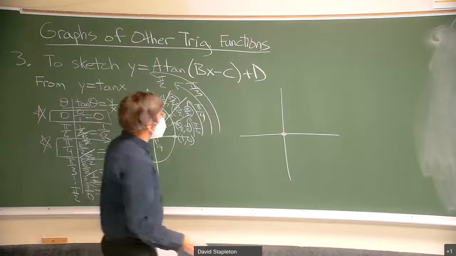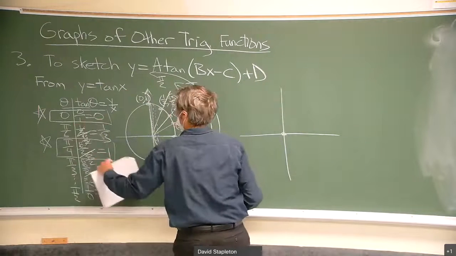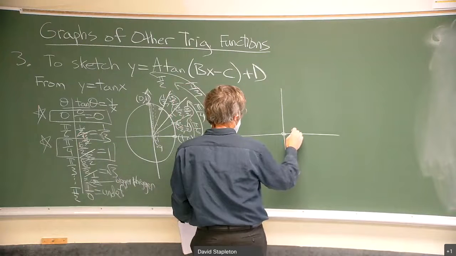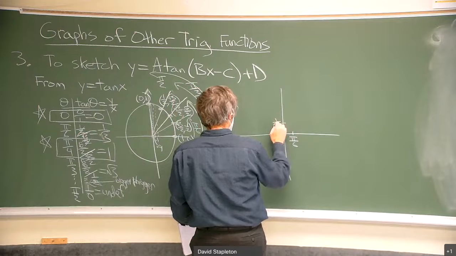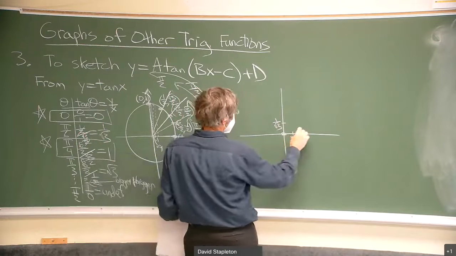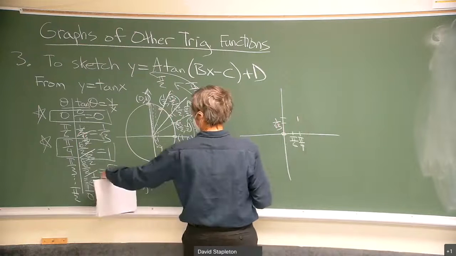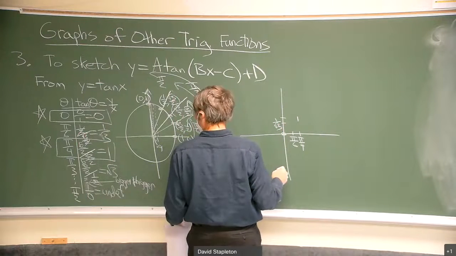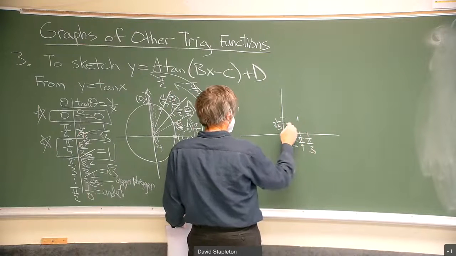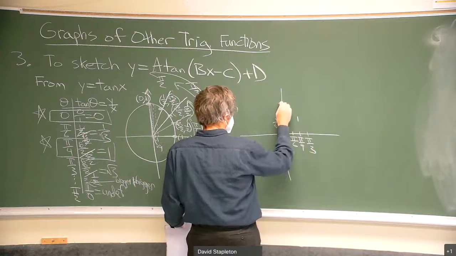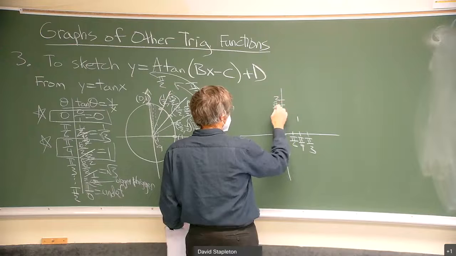And so what we have is this. We plot the points over here. I've got 0, 0. I've got pi over 6, 1 over square root 3. So here's pi over 6, 1 over square root 3. I've got pi over 4, 1. That's a very important point. And then pi over 3, square root 3. Well, if this is 1 here, 2 would be about here, and square root of 3 is about 1.7. So here's about square root of 3.